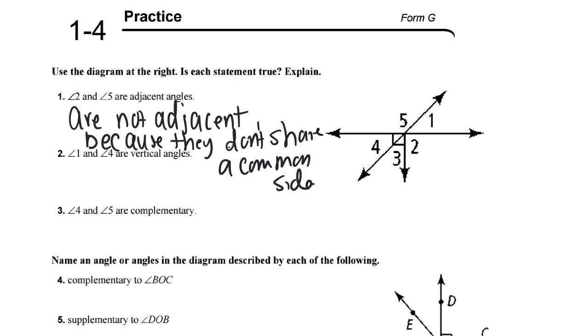Angle 4 and angle 5 are not complementary. Actually, angle 4 and angle 5 are supplementary, because they're a linear pair, and the sum of the measurements of those two angles will be 180.